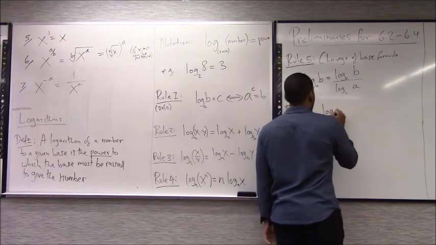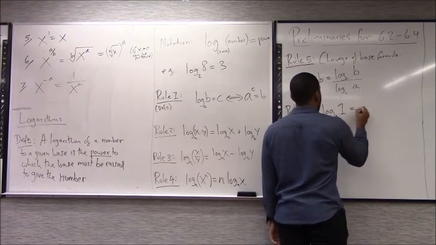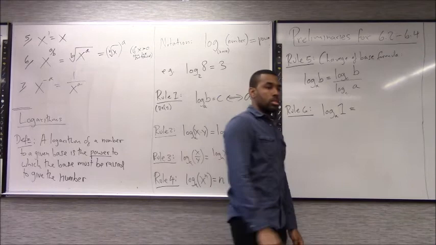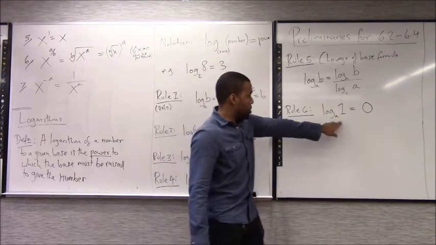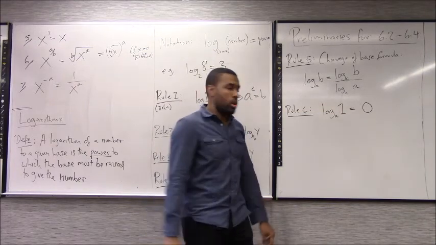Rule 6. What is log to the base a of 1? 0. Log of 1 is always 0, because any base you raise to the 0 power gives you 1.